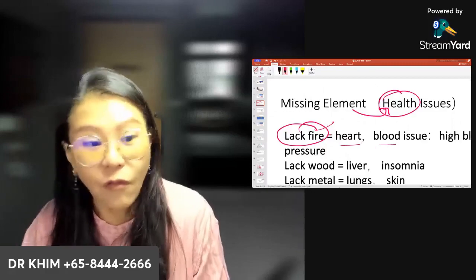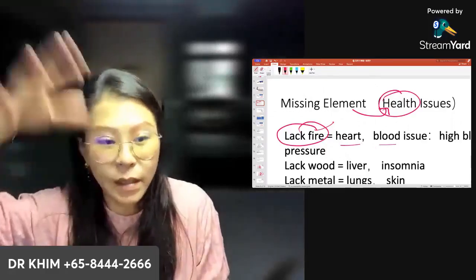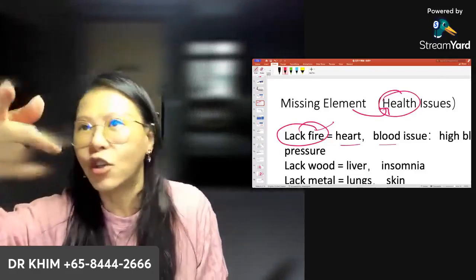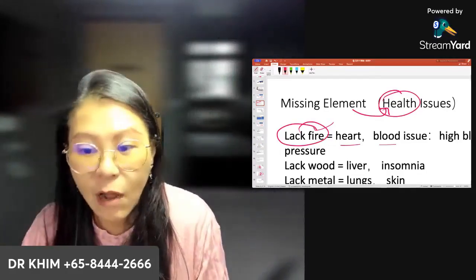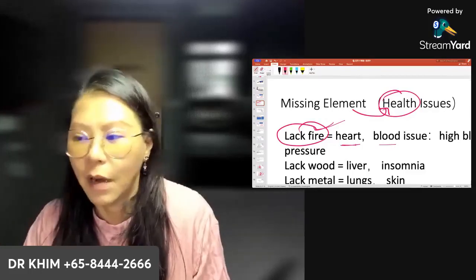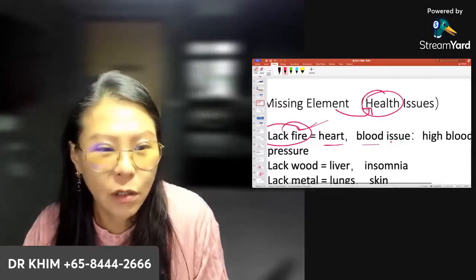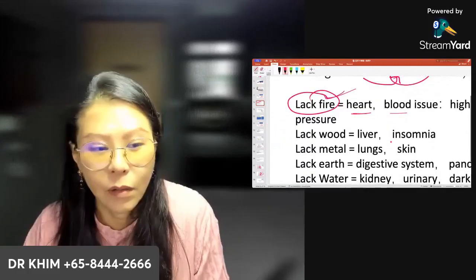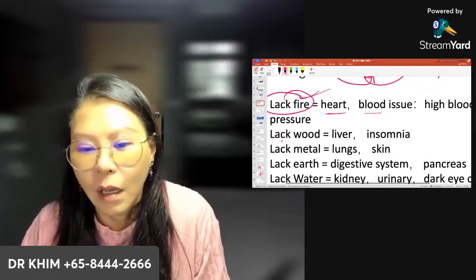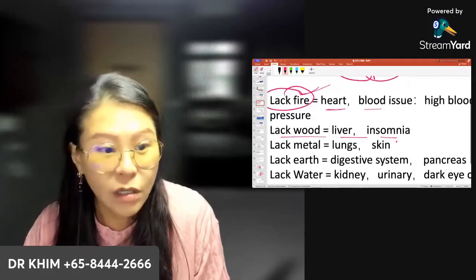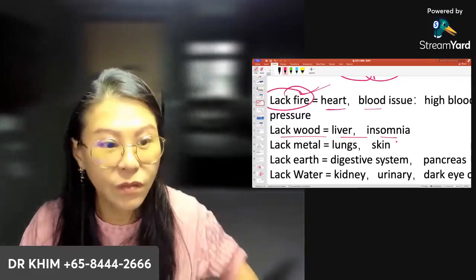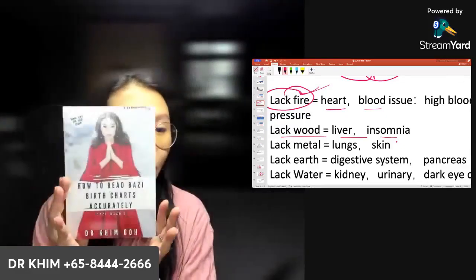Right, that's it. Confirm already. Confirm, teacher, confirm. I use your method. Check here, check there, check left, check right, check up, check down, check front, check back. Confirm. Lack of fire. All right, fire, heart, eyes, right? Blood issues, high blood pressure, correct? What diabetes, blah, blah, blah, all this kind of thing, right? Lack of wood, liver, insomnia, depression, and so on, so forth. So on, so forth means refer to textbook. That is called so on, so forth.